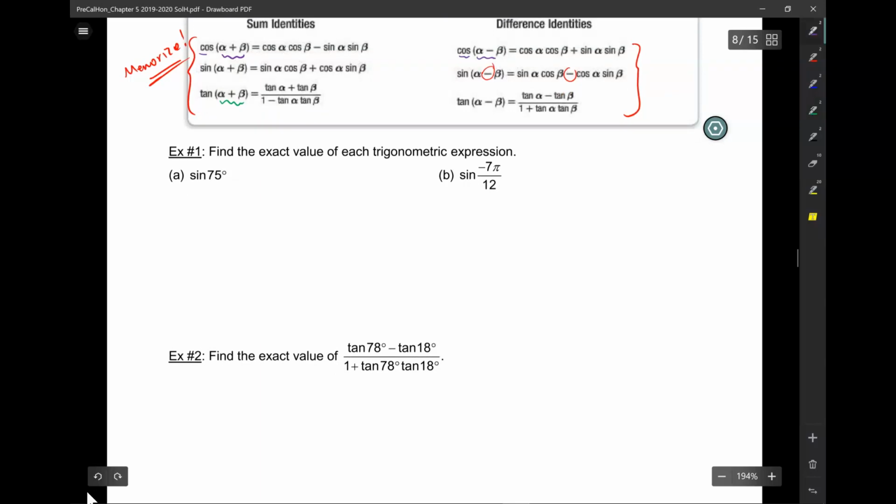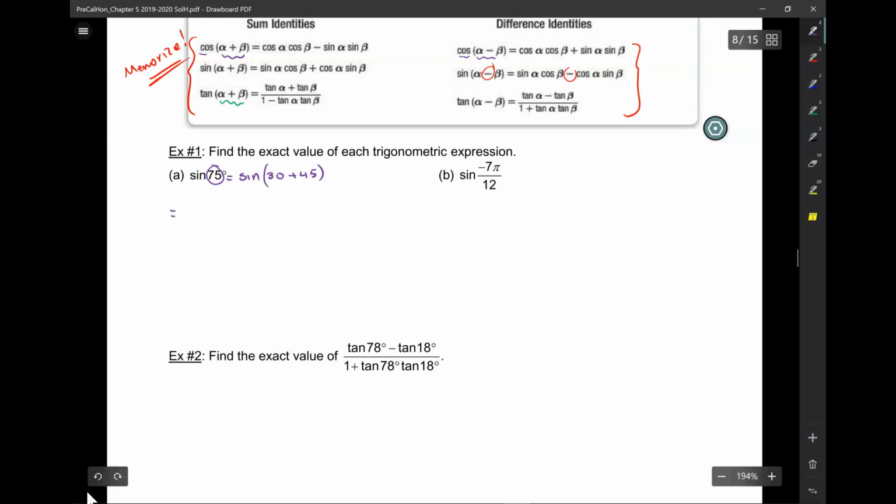The trick is to write sine of 75 as either a sum or a difference of two special angles. So 75 can be rewritten as 30 and 45, right? So I can rewrite this as 30 plus 45. Now it's sine of the sum of two different angles. So now it's the first identity, sine of alpha plus beta. So it's sine, cosine, cosine, sine, and that's how we do it. The 30 and the 45 have to stay in the same order. Once you write it in that order, you commit to that order. Now, if from the beginning you did 45 plus 30, then you commit to that order, okay?